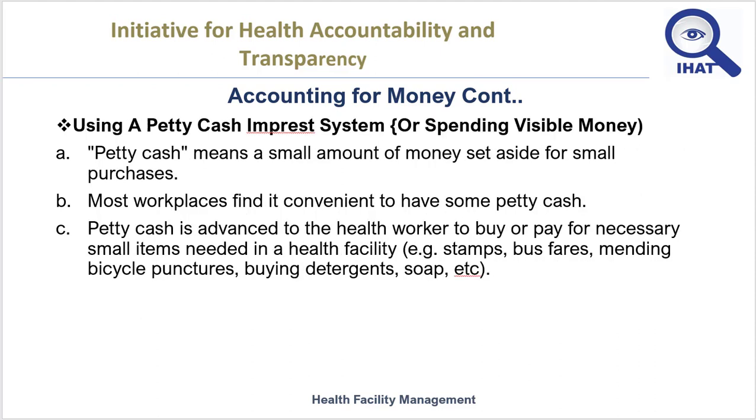Using the petty cash imprest system or spending vote money is also common in health facilities. Petty cash means a small amount of money set aside for small purchases. Most workplaces find it convenient to have some petty cash. Petty cash is advanced to the health worker to buy or pay for necessary small items needed in a health facility.